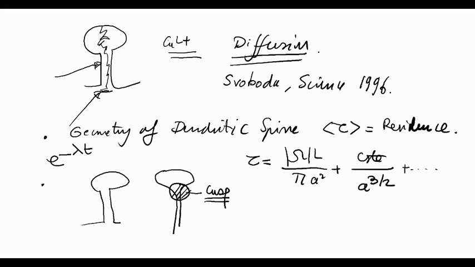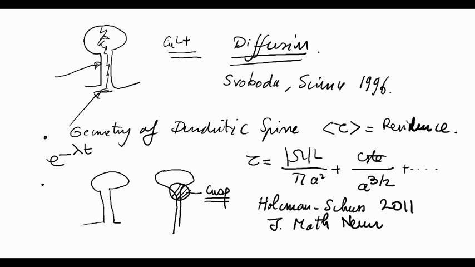So this is in the paper with Holcman, 2011, in Journal of Mathematical Neuroscience. Okay, so to conclude, we have seen here an application of the narrow escape formula to calculate the residence time of calcium inside structures such as dendritic spines, which reveals how it depends on the geometry of the structure.